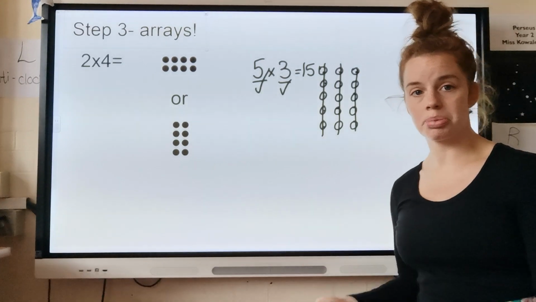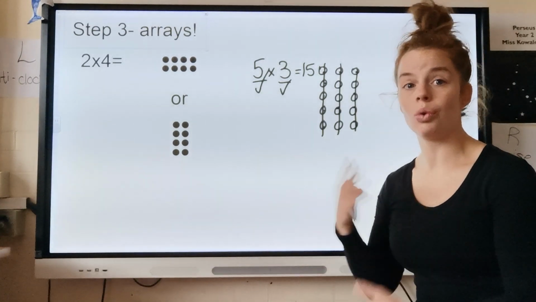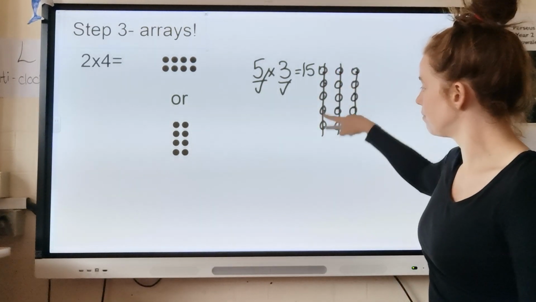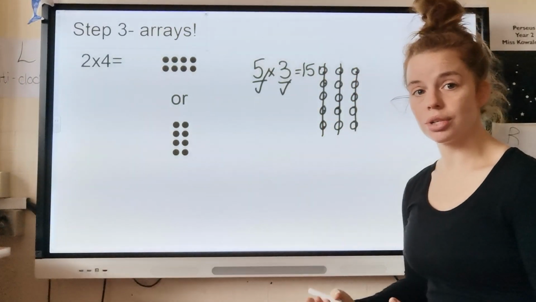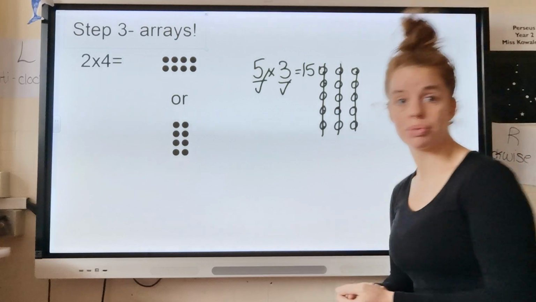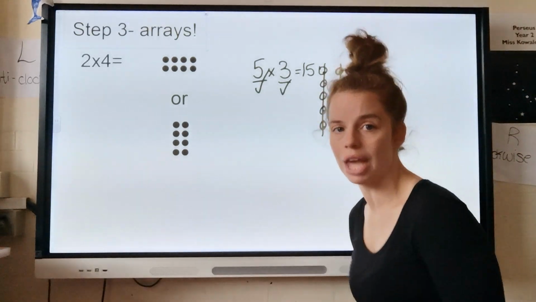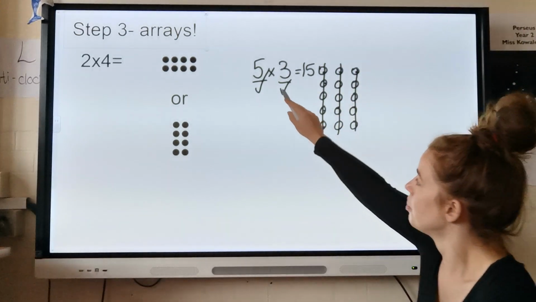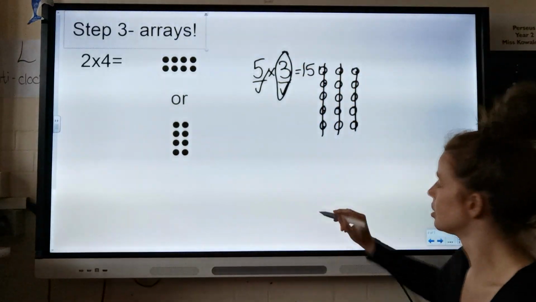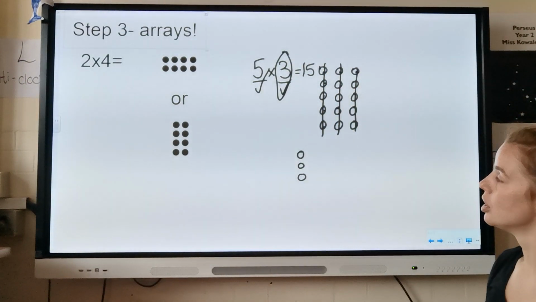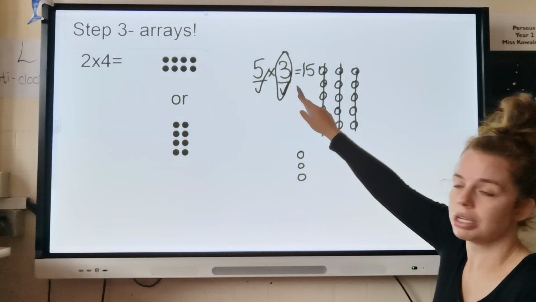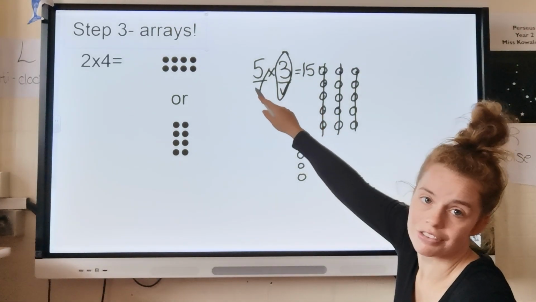And because it is multiplication, it can go either way. So here we've done 5 rows and 3 columns. You can also do it 3 rows and 5 columns. So I'll show you that one quickly as well, okay? So let's use 3 first. So we have 1, 2, 3. So we've used 3, so we need to do 3 5 times.